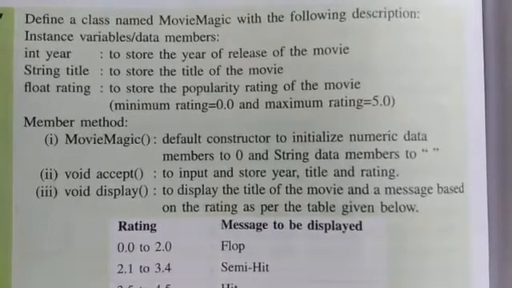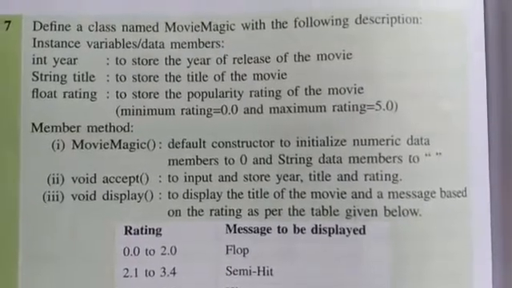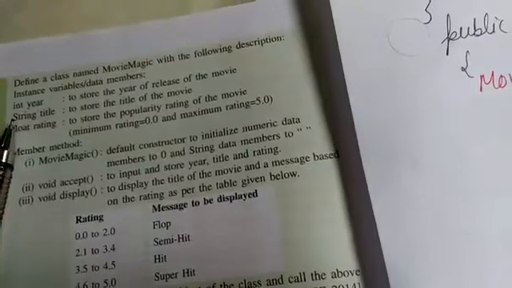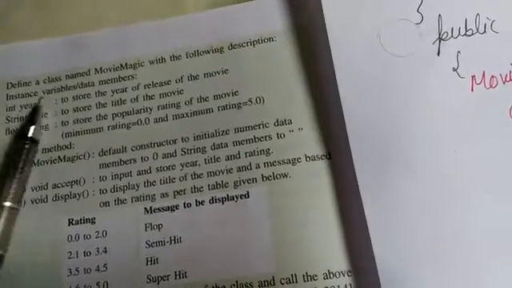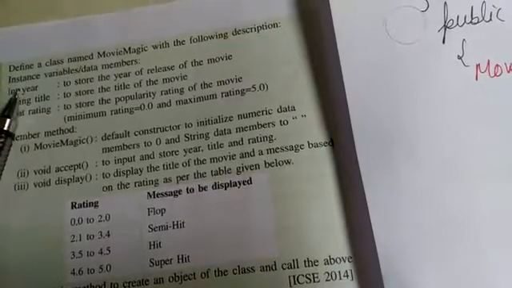So we have to define a class with name as movie magic, and these descriptions are given. So class, the instance variables are defined over here and the member method. So first we'll see the instance variable.